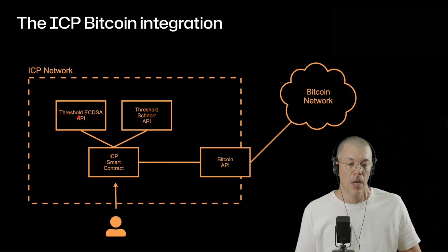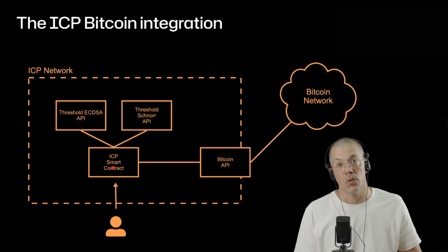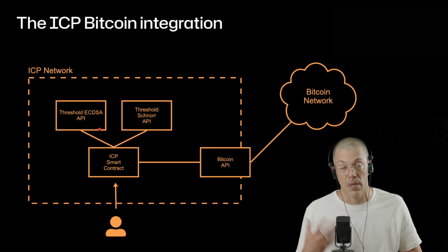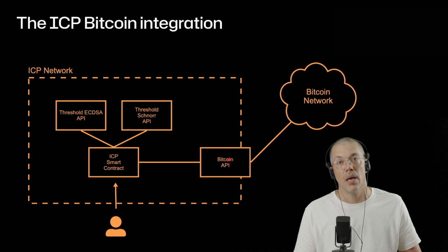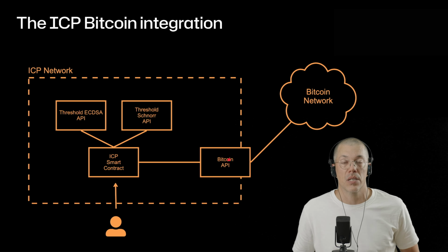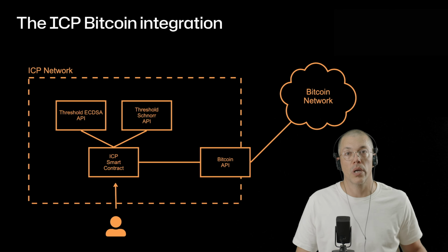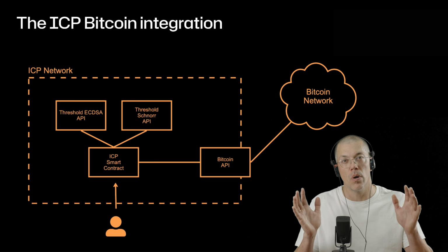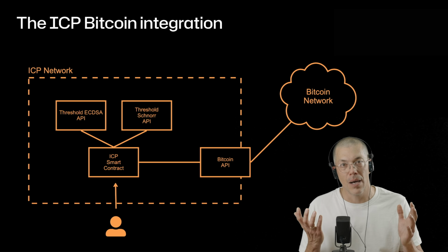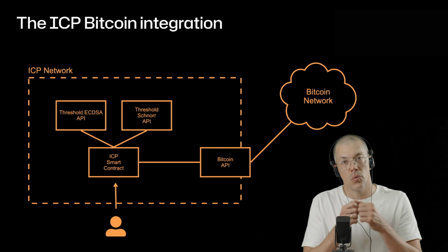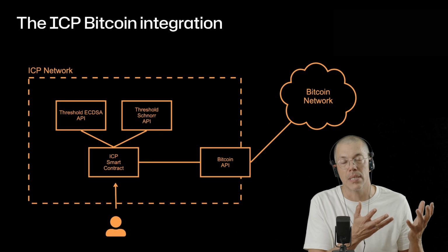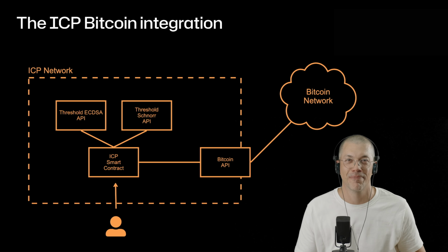The smart contract creates a Bitcoin transaction payload and requests that payload to be signed using either the ECDSA signature scheme or the Schnorr signature scheme. After that, it sends it to the Bitcoin API that relays the transaction onto the Bitcoin network. So this is the core functionality of ICP that allows a smart contract running on another L1 to hold and control value, to create transactions directly on Bitcoin.